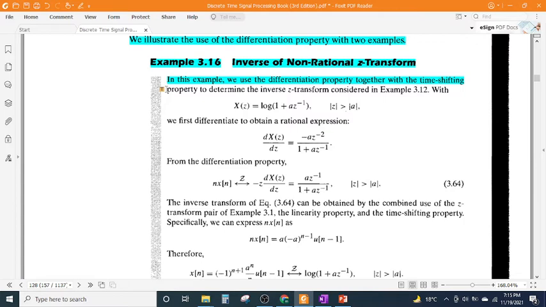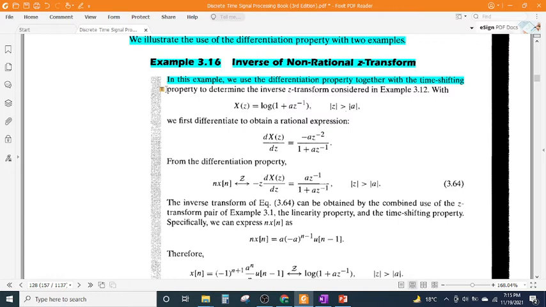3.4.5 Conjugation of a complex sequence. The conjugation property is expressed as x*[n] <-> X*(z*), ROC = Rx. This property follows in a straightforward manner from the definition of the z-transform, the details of which are left as an exercise, Problem 3.54.